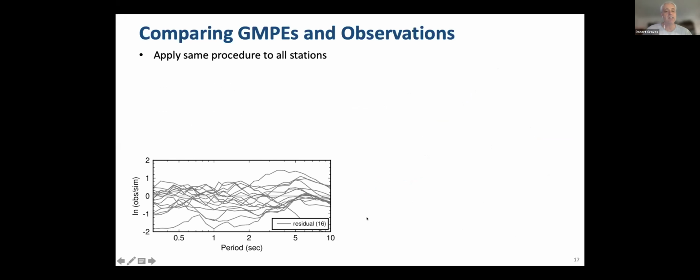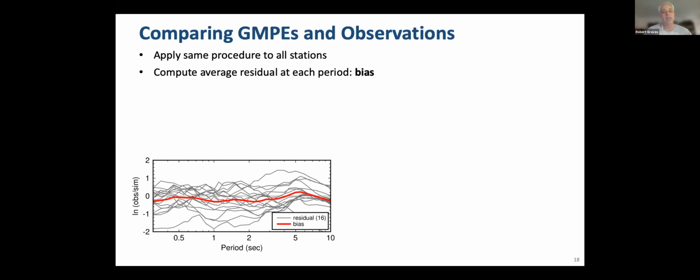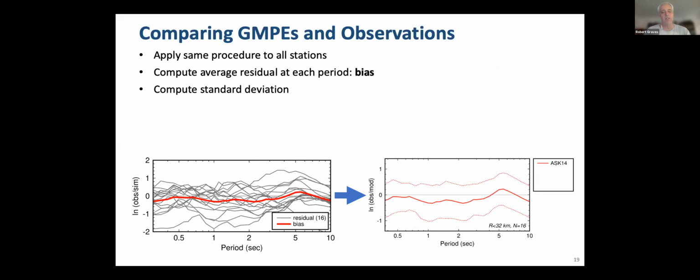Now we have the 16 near fault stations. We can then compute the average residual at each period, and that gives us the model bias. That's shown by the red curve here. Additionally, we can compute the standard deviation across these 16 sites. So the plot on the lower right is now showing how the model bias, shown by the red curve, is the same in both plots, and the standard deviation for this particular ground motion prediction equation.